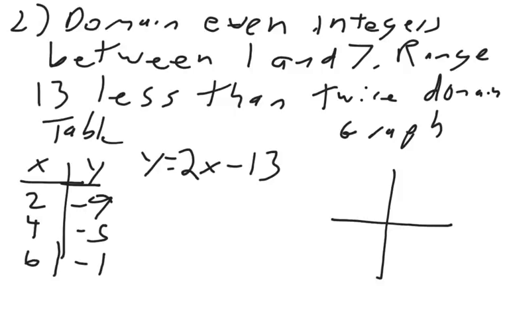They also want me to graph it. So 2, negative 9, 4, negative 5, and 6, negative 1. And those 3 points are the only 3 points in this example.